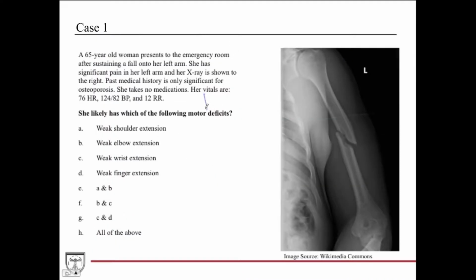All right, so back to the question here. We know it's the radial nerve. And so the question is really asking, which of the following motor deficits would result from a radial nerve injury in this region? With any nerve injury, it's really important where in the course of the nerve the injury happens, because the deficits will occur distal to the injury.